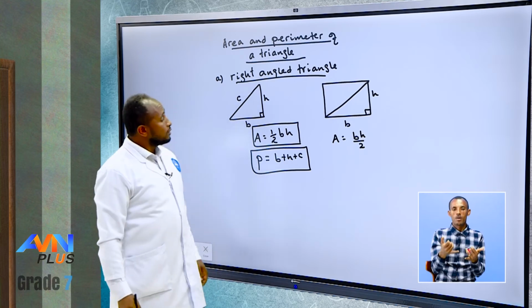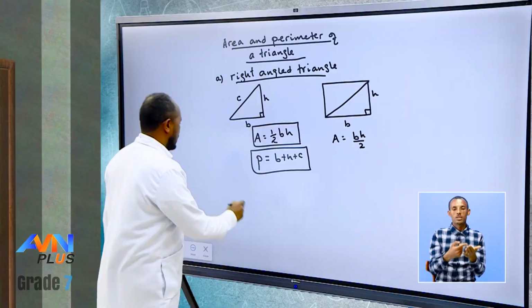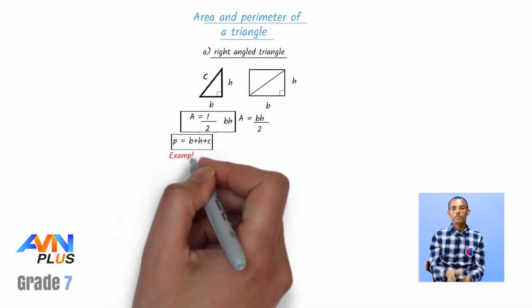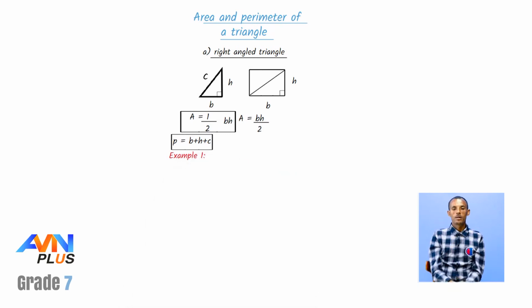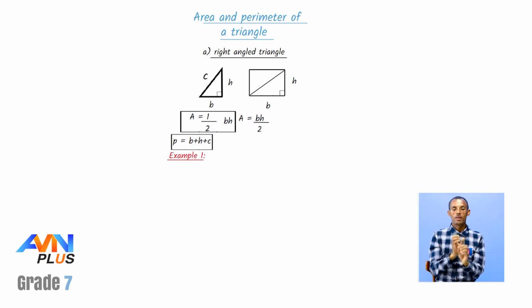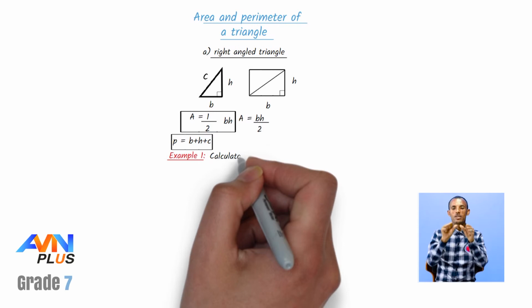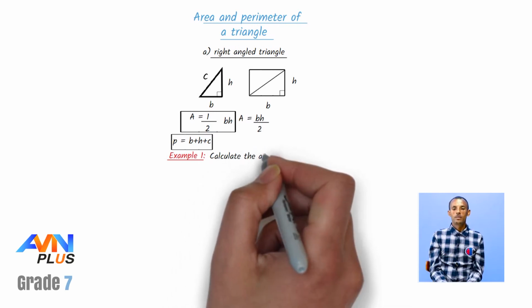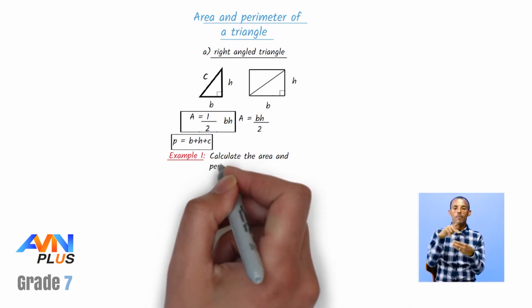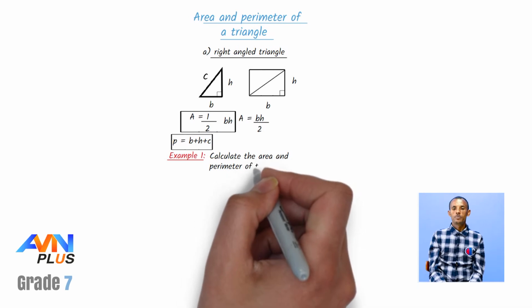Now, I will give you one example for this. Example 1. Calculate the area and perimeter of the following triangle.